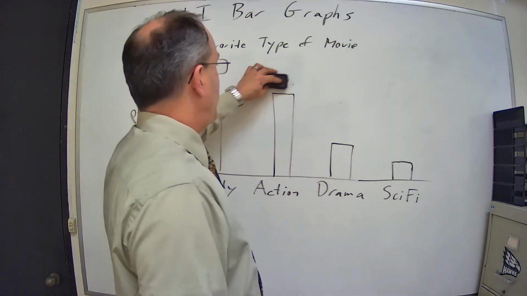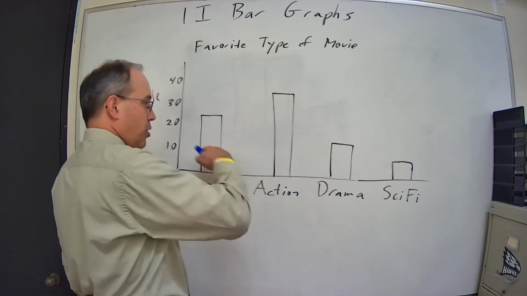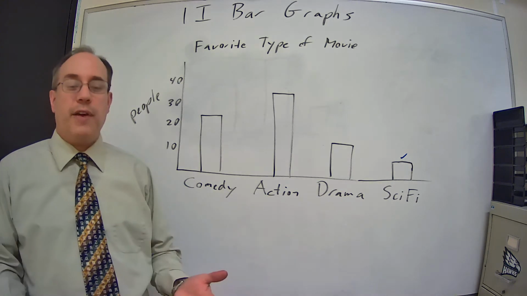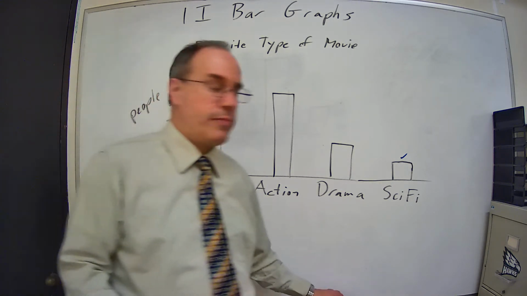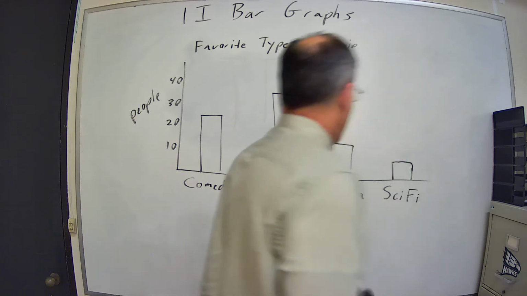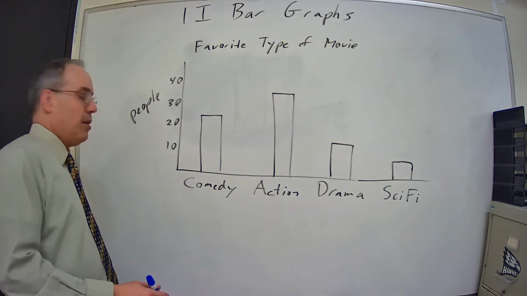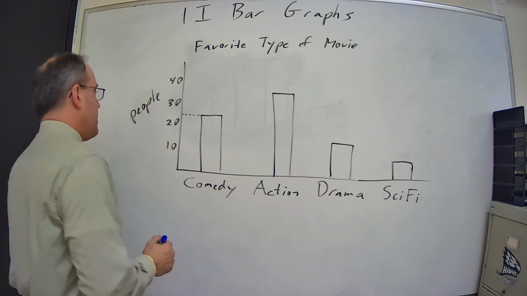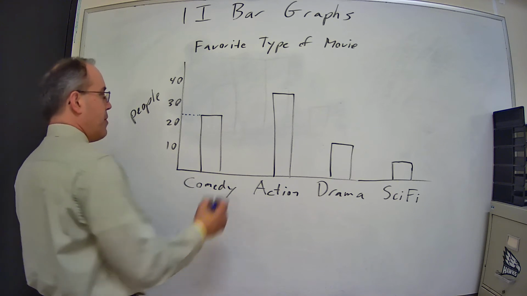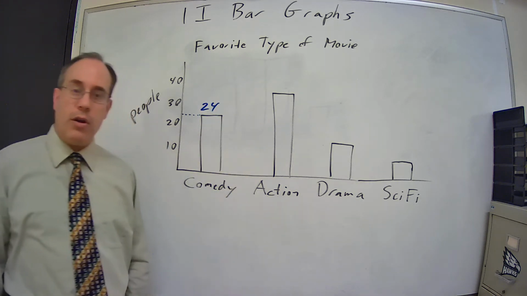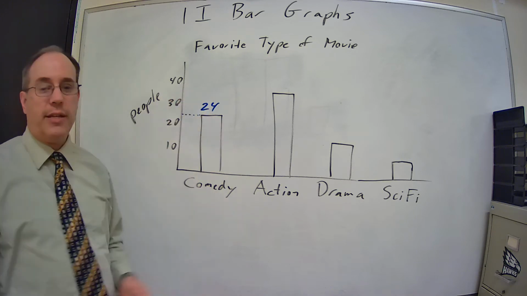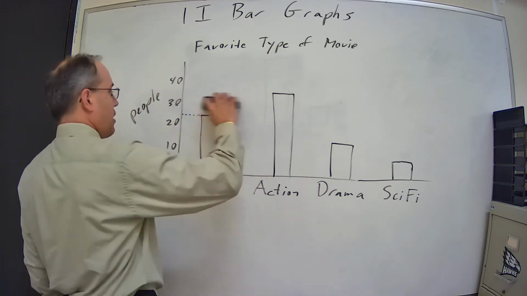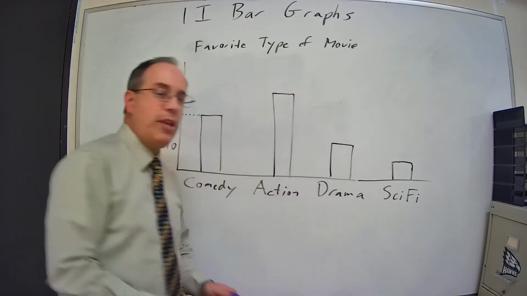What was their least favorite type of movie? The lowest bar is sci-fi. Right? So sci-fi would be the least liked type. Maybe we want to know how many people liked comedies. And we look over here and say, well, that's just under the middle there, so I'd say maybe 24. So 24 people liked comedies. We might even ask approximately how many people were surveyed.